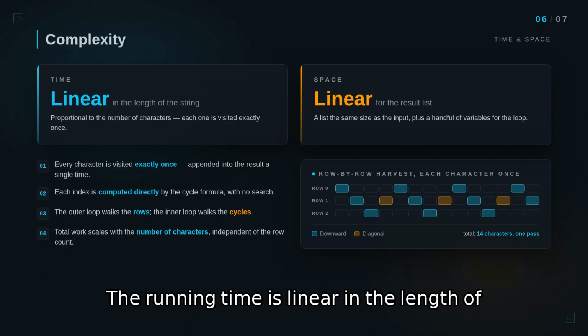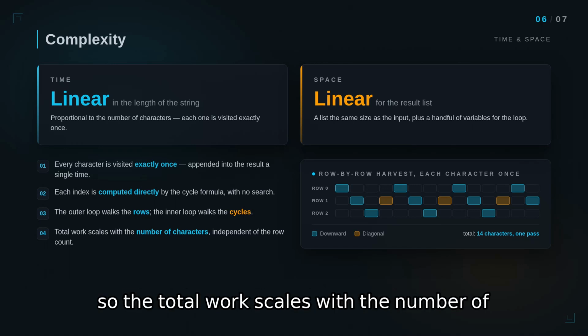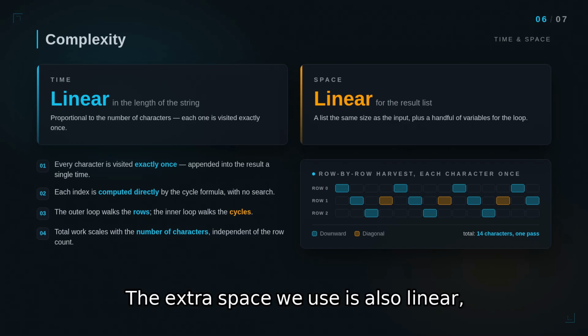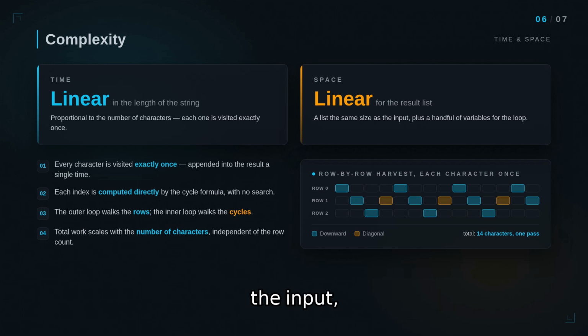Complexity. The running time is linear in the length of the string. We visit each character exactly once, so the total work scales with the number of characters. The extra space we use is also linear, since we store a list of the same size as the input, plus a handful of variables.